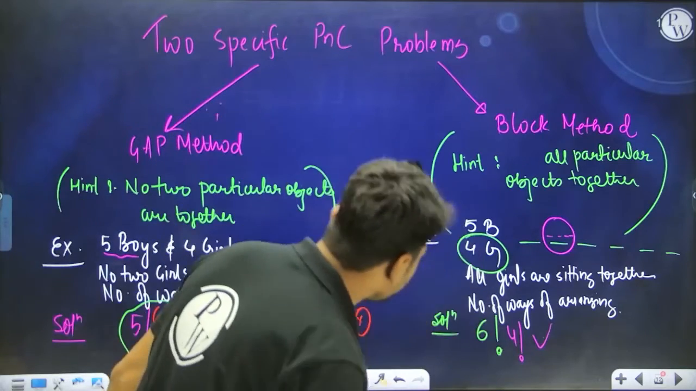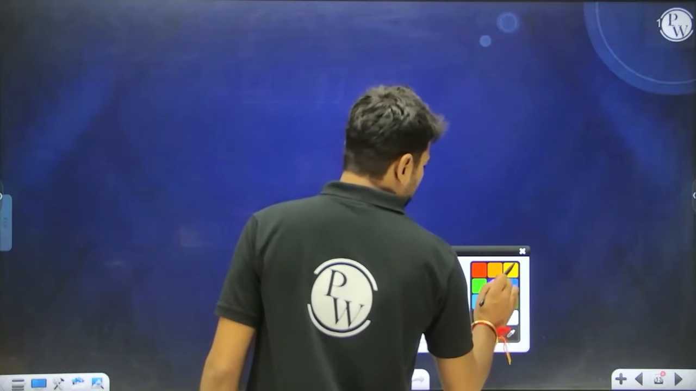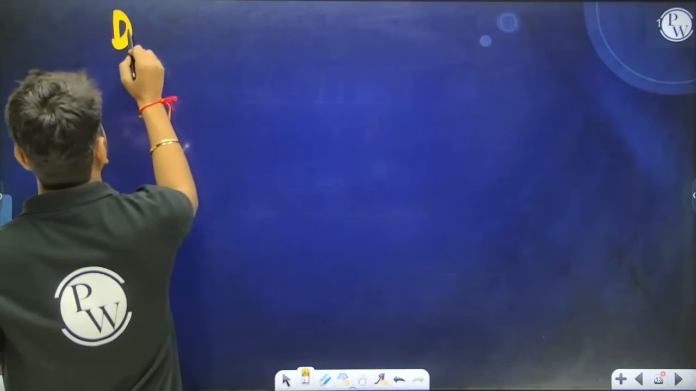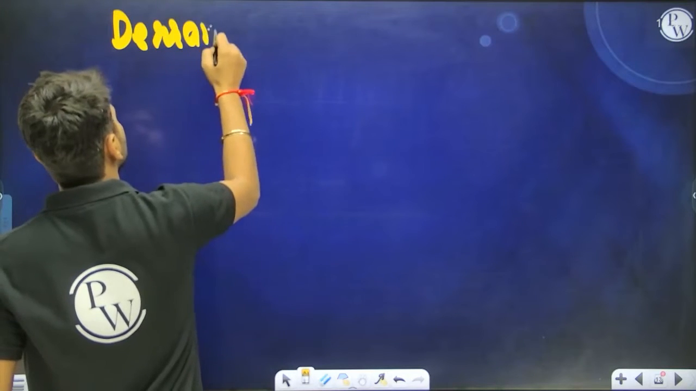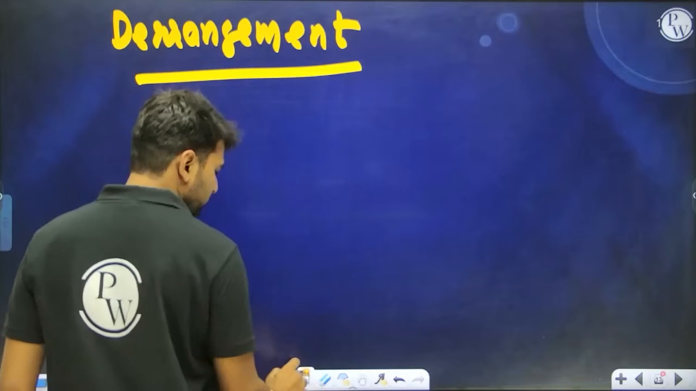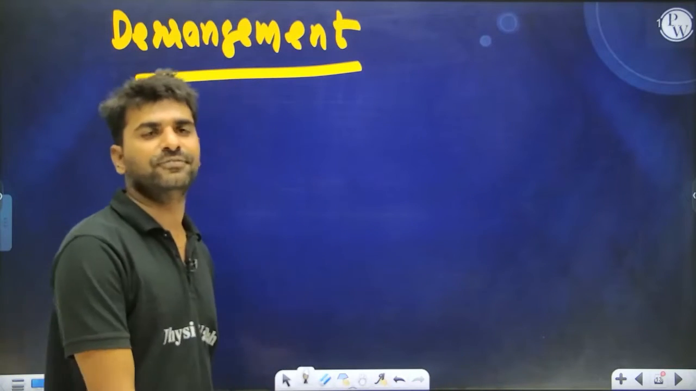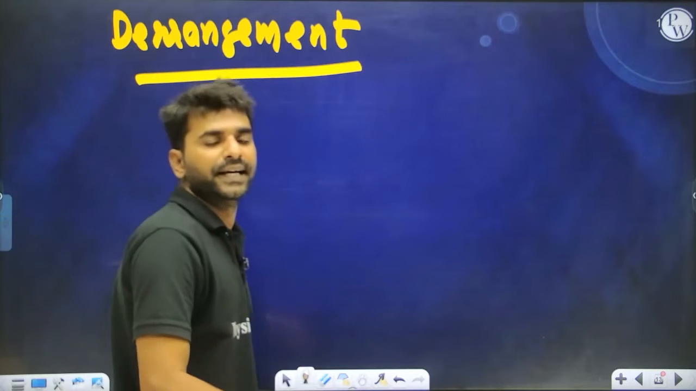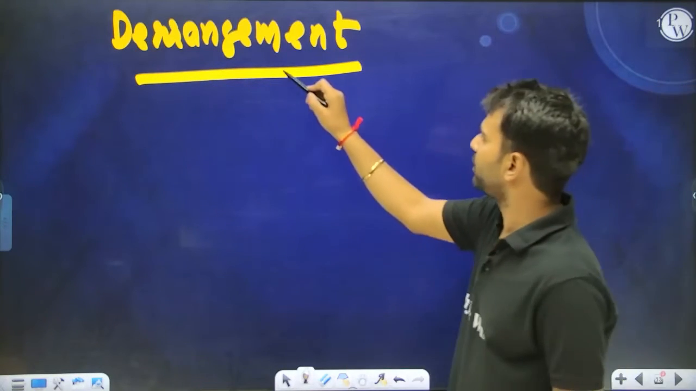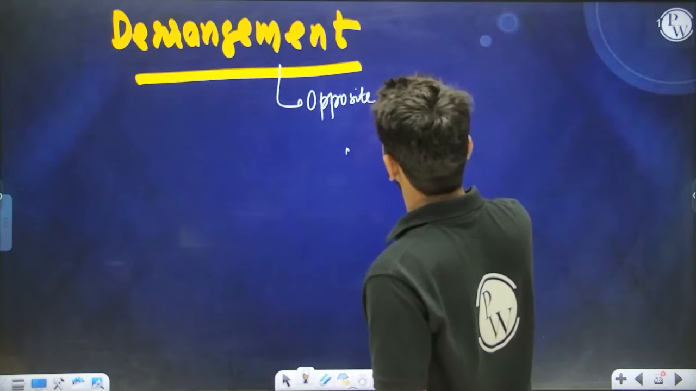Now moving on to the next thing, and that is derangement. Derangement. Derangement is nothing but the opposite of arrangement. Okay. Understand it with an example.